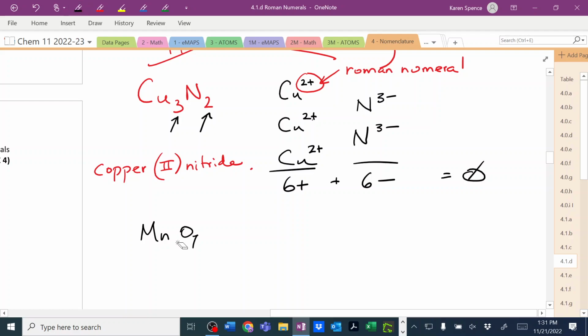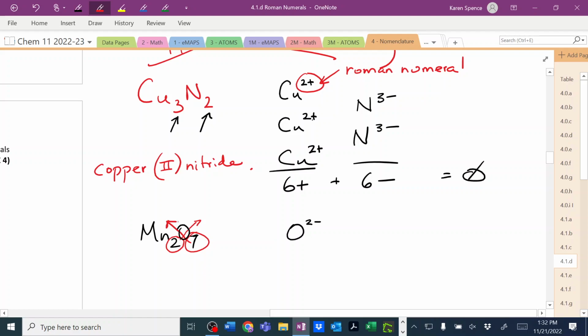Mn2O7. You can, if you want to, take this number and move it up onto the O as the charge. Ooh, look at that. So O is 2 minus. You can take the 7 and move it up. We're basically crisscrossing here, yes? So we're crisscrossing those numbers.